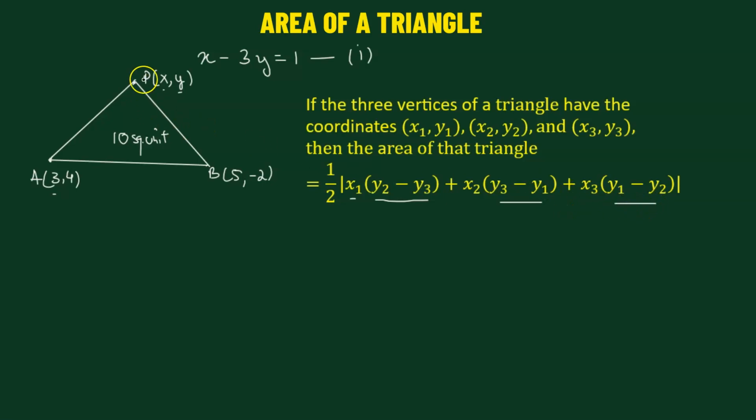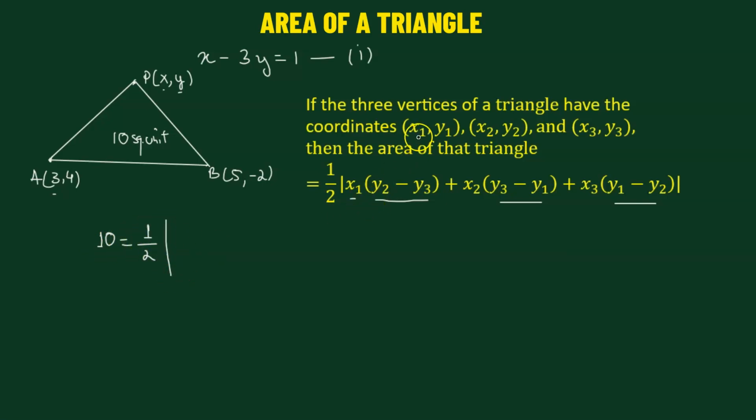So in our case, we have the triangle ABP, and in this triangle it is given that the area is 10 square units and the coordinates of the vertices are known. So here let's use this particular formula. So we will have 10, that's the area, equals half times the absolute value.